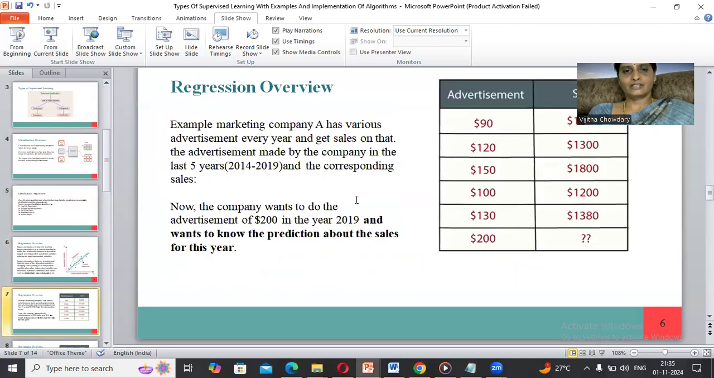As a second example, a marketing company A makes various advertisements every year and gets sales from them. We have the advertisements made by the company in the last 5 years, 2014 to 2019, and the corresponding sales. Now, our question is: with an advertisement of $200, how much sales will the company get? We will predict the value using regression concepts. The company wants to advertise $200 in 2019, and we want to predict the sales for this year.